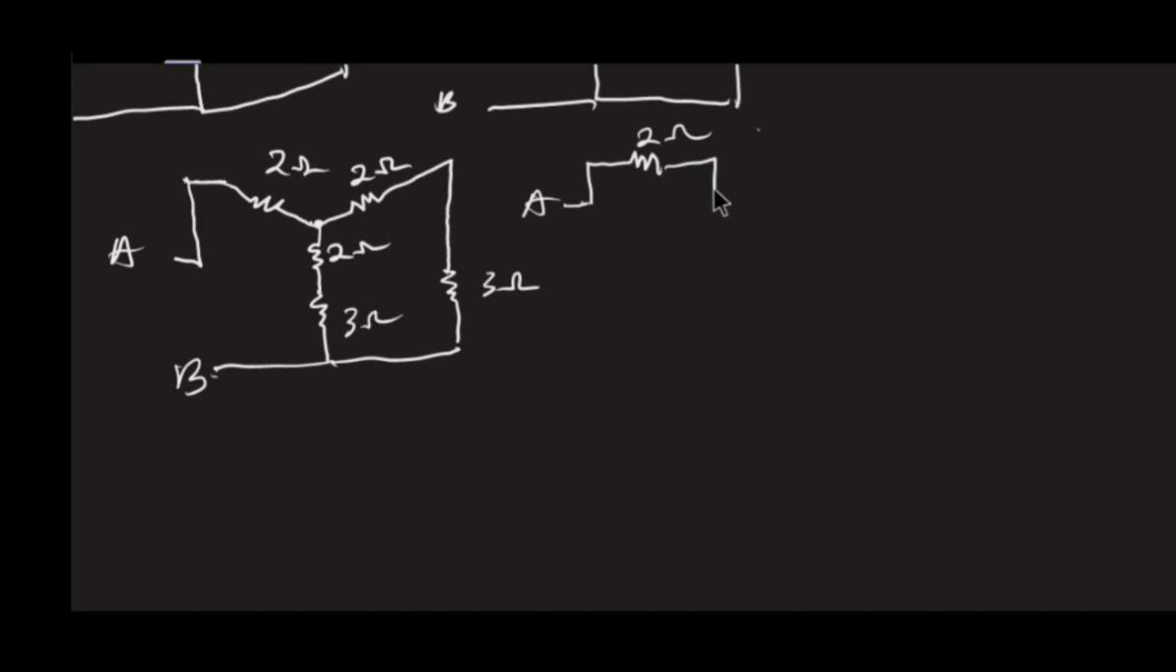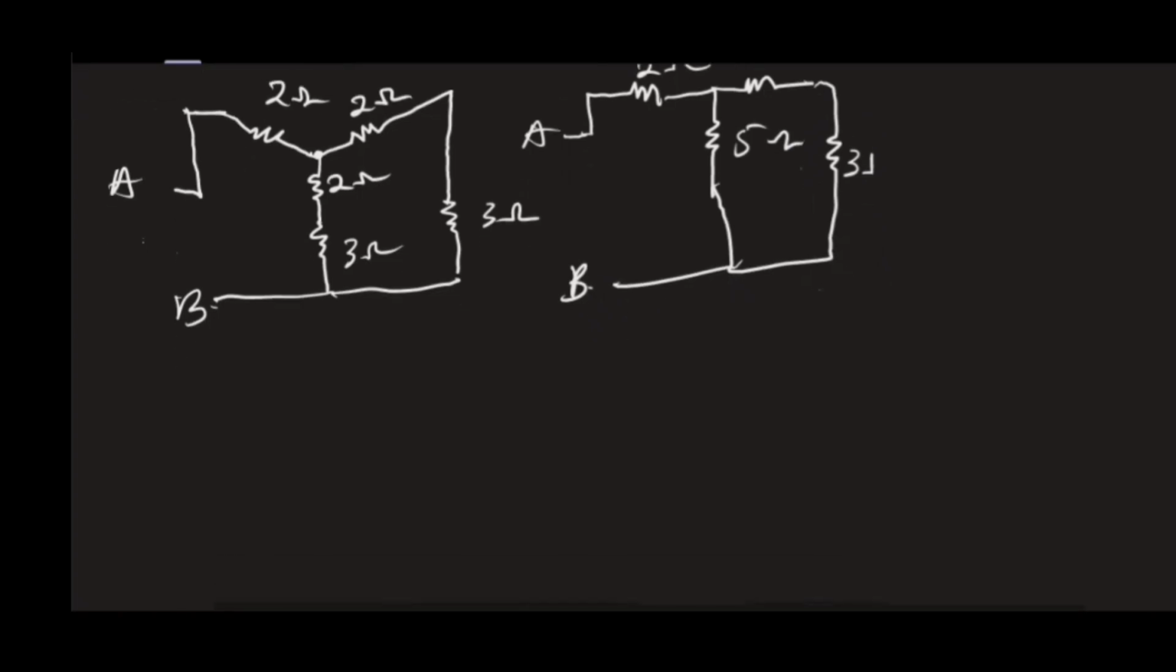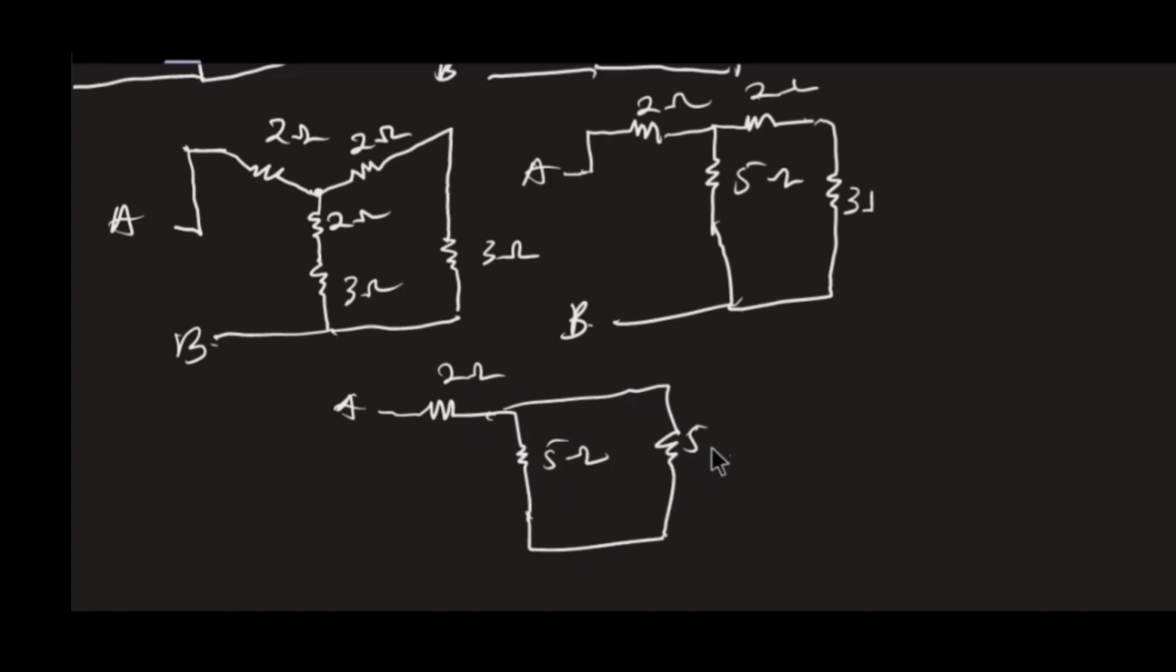So I'll get my 5 ohm here. Then this one will also move into 2 ohm. Then it will come here, 3 ohm. Then this one will move to B. So you can see clearly that the 2 ohm here and the 3 ohm are also in series. Hence, I redraw and I get my terminal A moving straight to the 2 ohm, to this 5 ohm, then also to this 5 ohm. This will give to B.